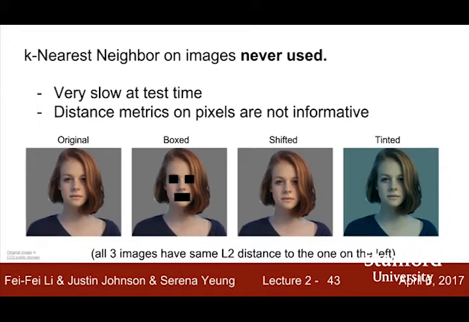In this example, there's an image on the left of a girl, and then 3 different distorted images on the right, where we've blocked out her mouth, shifted the image down by a couple pixels, or tinted the entire image blue. If you compute the Euclidean distance between the original and the boxed, the original and the shifted, and the original and the tinted, they all have the same L2 distance, which is not so good because it gives you the sense that the L2 distance is really not doing a very good job at capturing these perceptual differences between images.